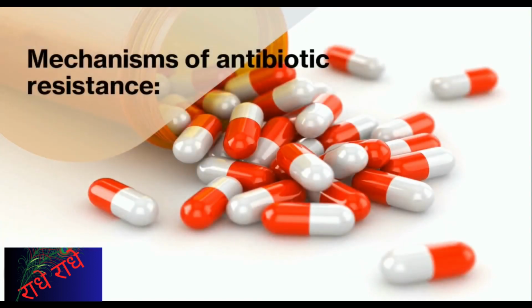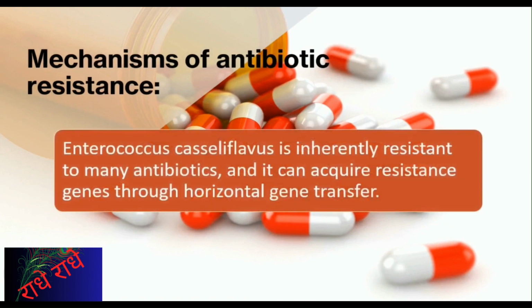Enterococcus casseliflavus has been found to be inherently resistant to many antibiotics, and it is able to acquire resistance genes through horizontal gene transfer. This transfer of new genetic material between two organisms may bring about genetic traits and characteristics that may be beneficial for survival.